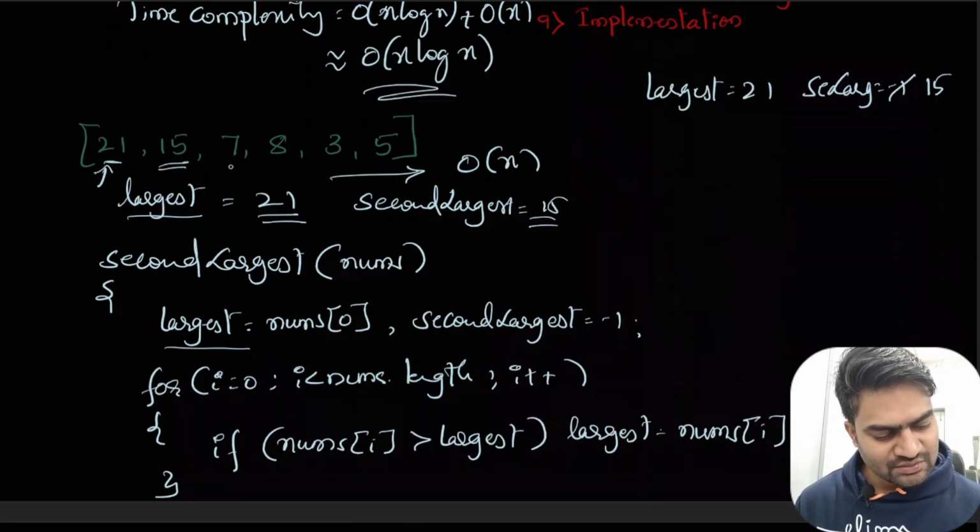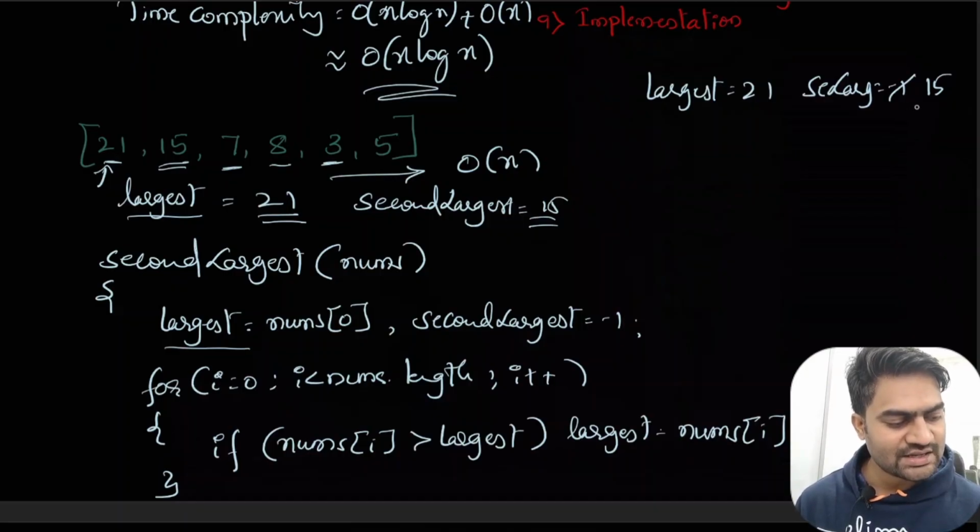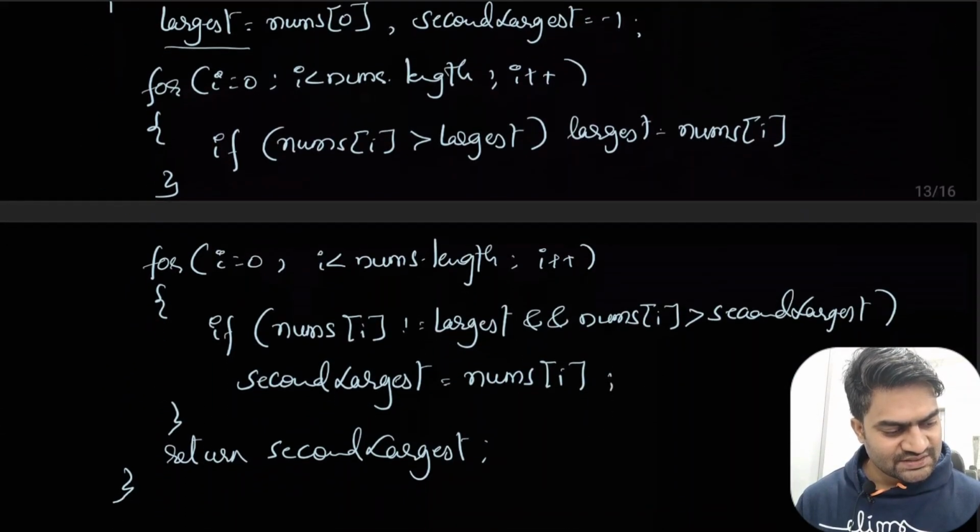Then it will continue to the next number. It is not equivalent to 21, but it is not greater than second largest, so it won't update. Again, it will check for 8. 8 is not equivalent to 21 and it is not greater than 15, so it will go to the next number. Again, it is not equivalent to 21 and it is not greater than second largest, so it will continue. Same for 5. So this way we can update the second largest here.